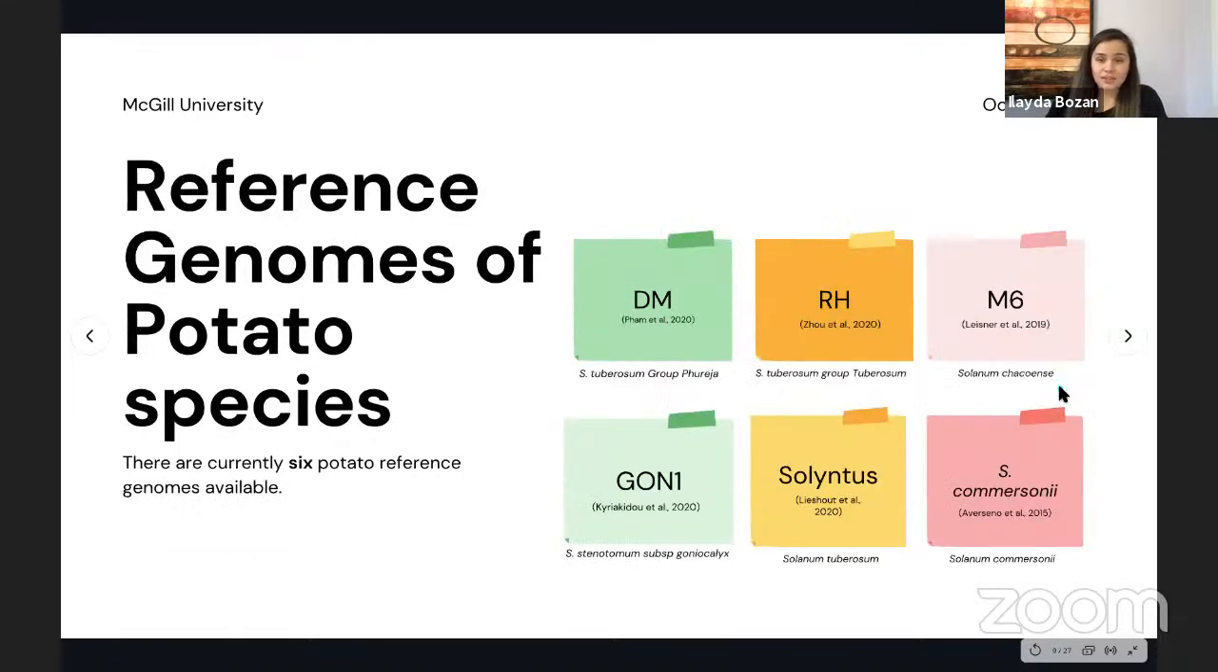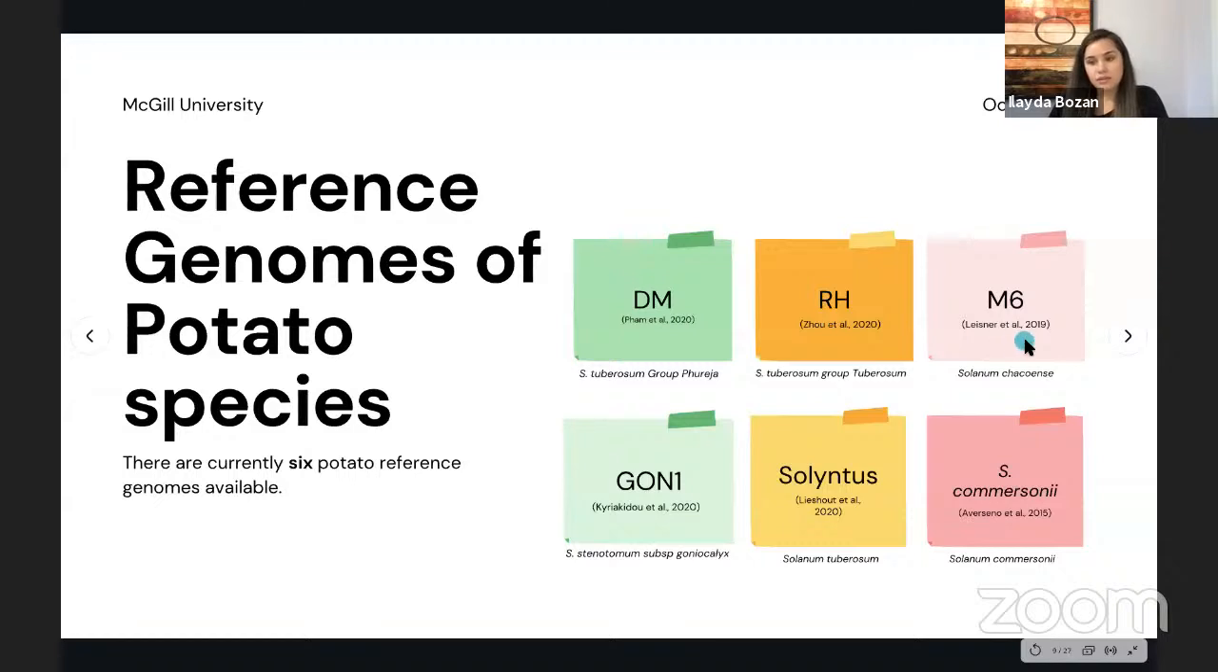So there are 6 reference genomes available for potato. They are all different species. First of all, DM is a doubled monoploid, so it is not real. It's just a doubled monoploid clone of Solanum tuberosum group Phureja. And RH is a very new reference genome. Now it's available. It is tuberosum and it's the parent of DM.